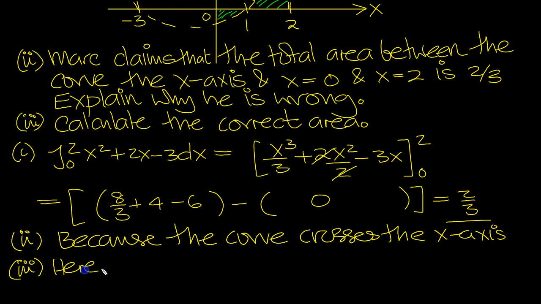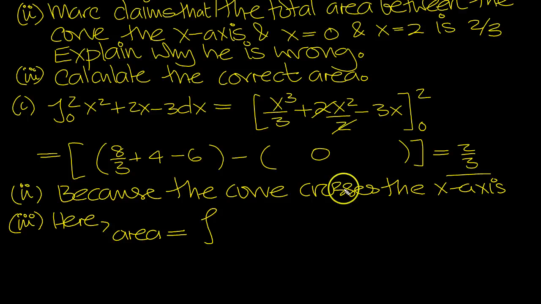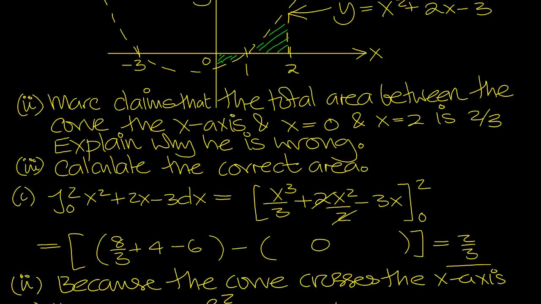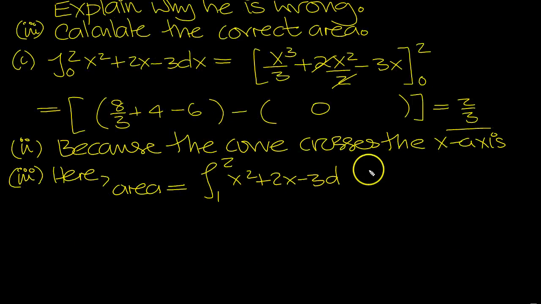Here, area is equal to then, well, it would be the integral, the area between, which is positive, this part here, between 1 and 2 of y, of x squared plus 2x minus 3. And then the other area that we have to add on is underneath, so it's a negative, so we have to put a minus in to make it a positive, don't we? And that was between 0 and 1.